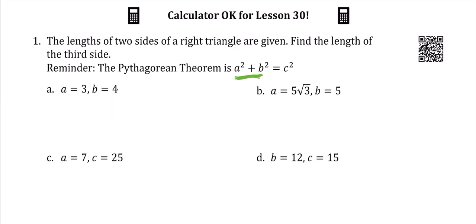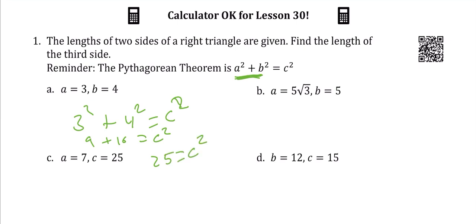Okay, so knowing that, let's look at part A. So they tell us A is 3, B is 4. So we're just going to plug and chug. We get 3 squared for A plus 4 squared for B equals C squared. That gives us 9 plus 16 equals C squared, or 25 equals C squared.